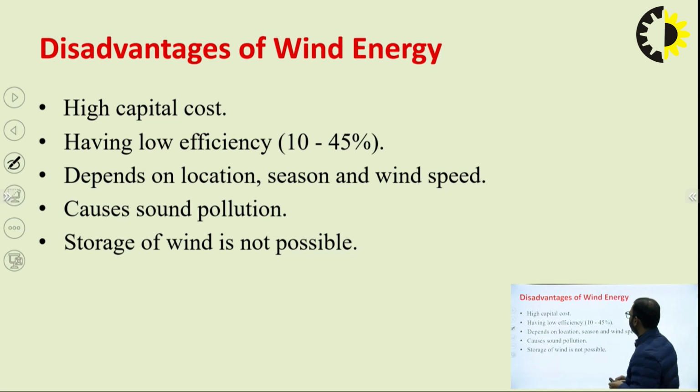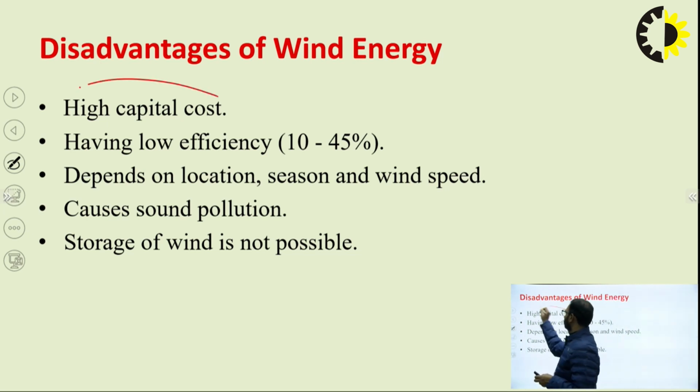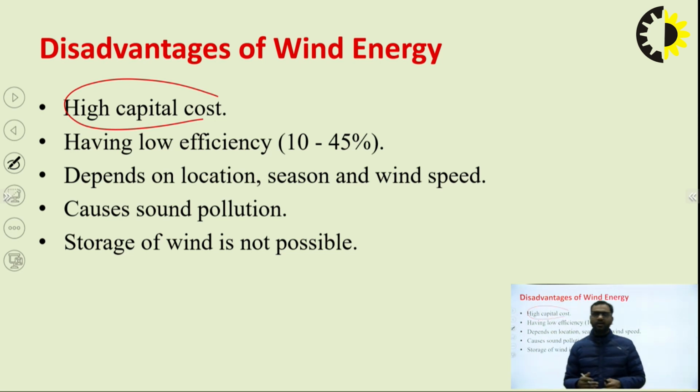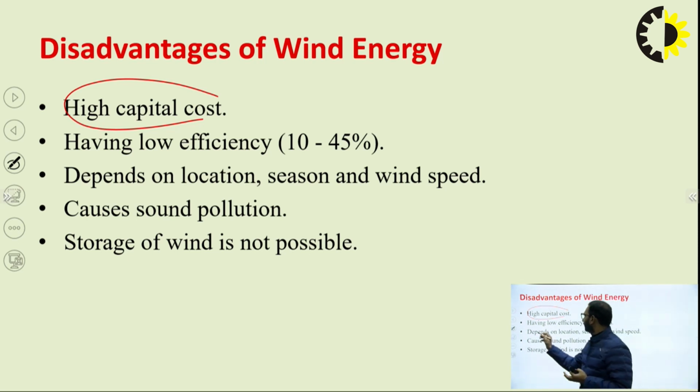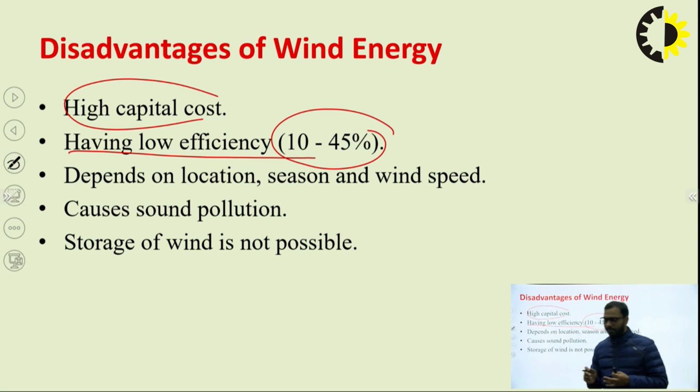Then what are the disadvantages of wind energy? The first one is high capital cost. It means the initial cost for installation of a wind power plant is very high. It requires a huge amount. Then having low efficiency, 10 to 45%. It means the efficiency of a wind power plant is also very low. It lies between 10 to 45%.